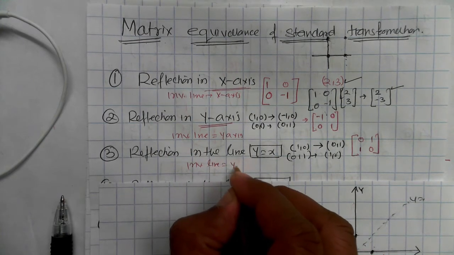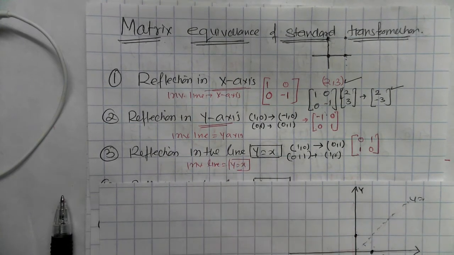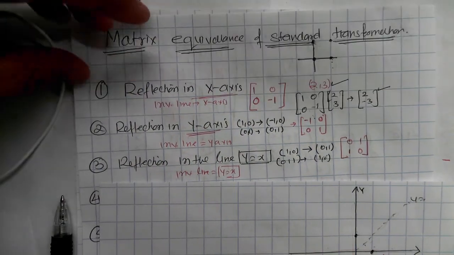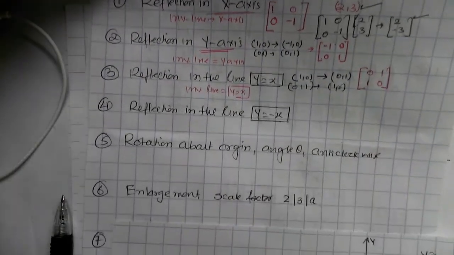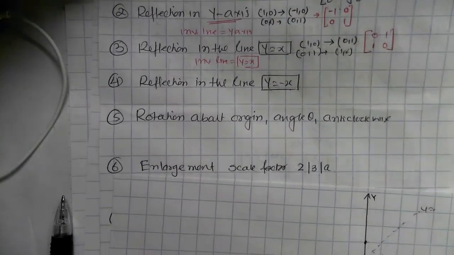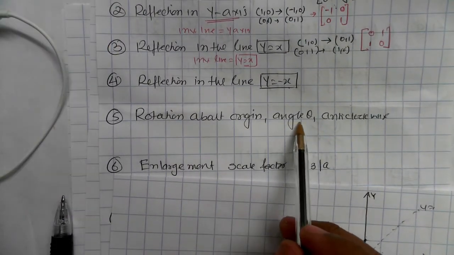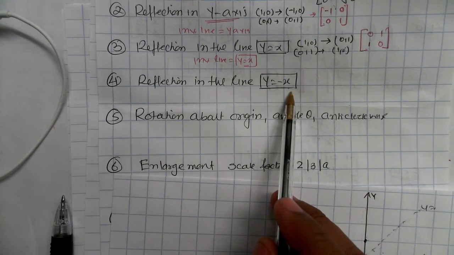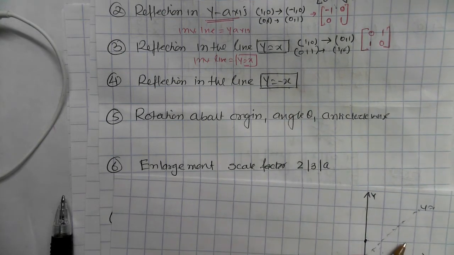With that information, you're going to be working on a few more: reflection in the line y equals minus x, and rotation about the origin by angle theta. This is what I'm going to do with you. So you work this one out first, and then I'll do the next couple of them with you. Right, so let's learn this together.